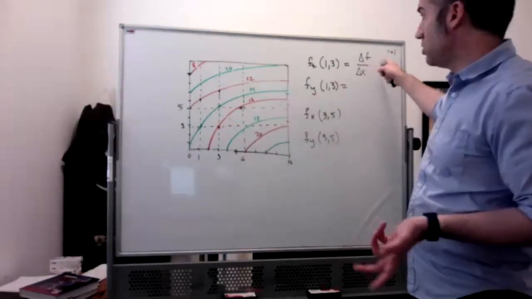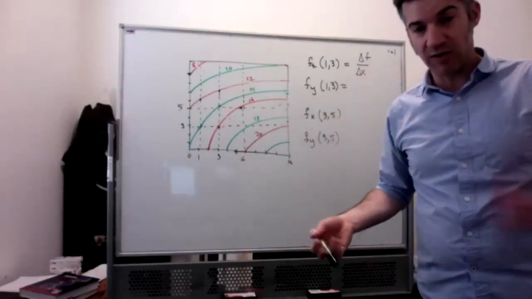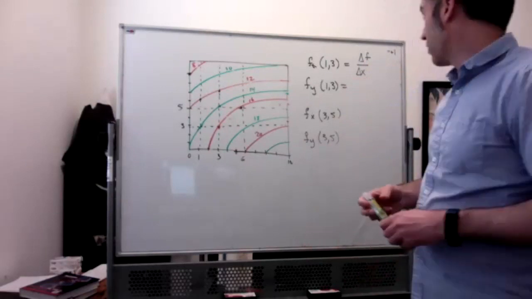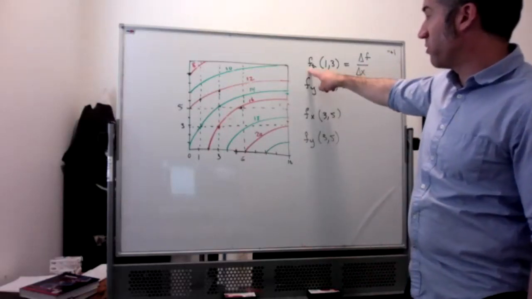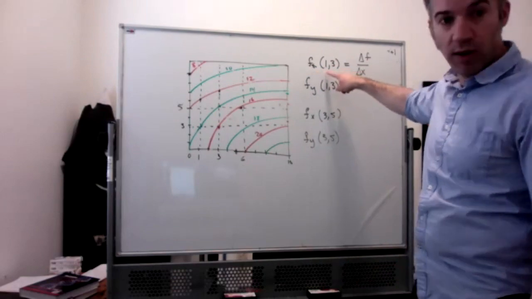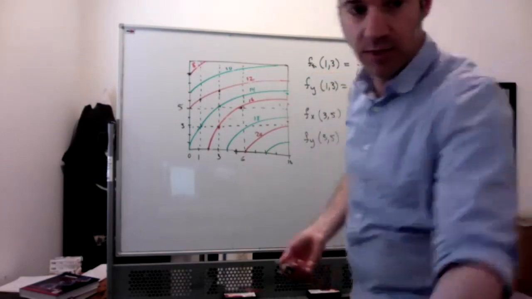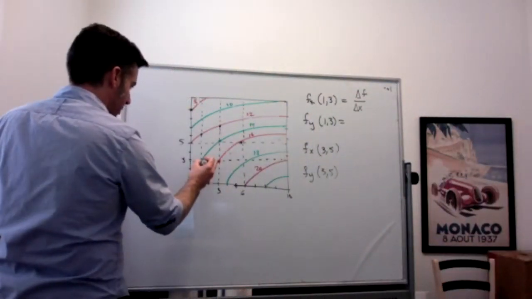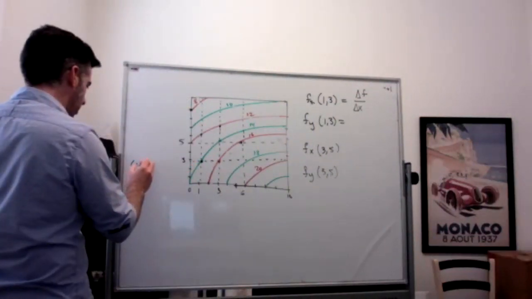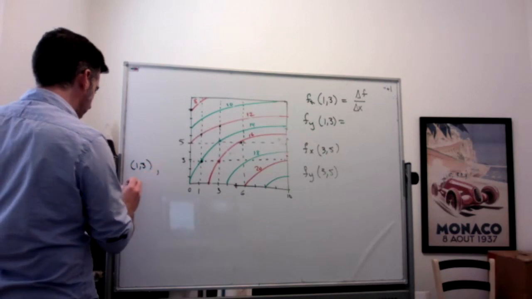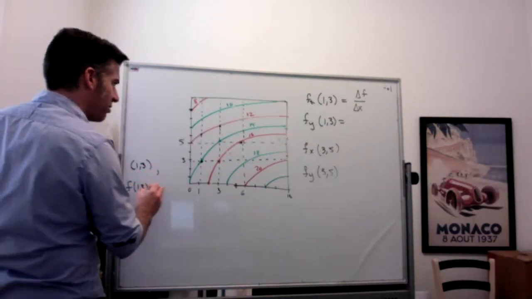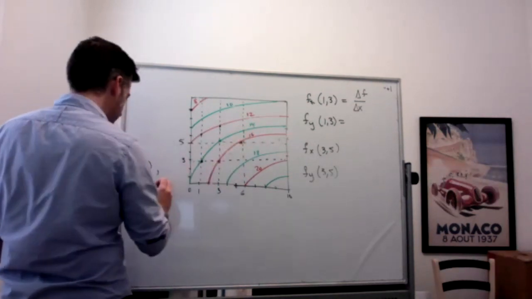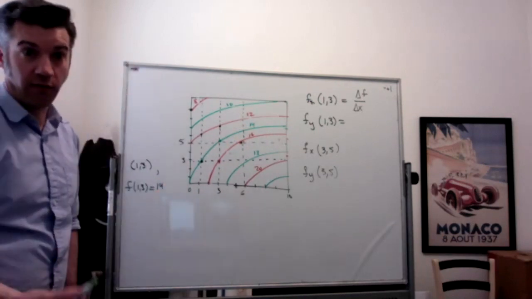So the change in your function is the change in the z values, or the change in the level curve values. If we're trying to find the partial derivative with respect to x at the point (1, 3), here's how we're going to estimate that. We look at the point (1, 3), and we have a function value that looks like it's about 14, because it's on the level curve 14.